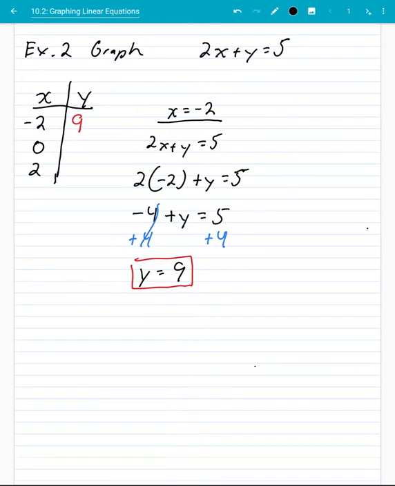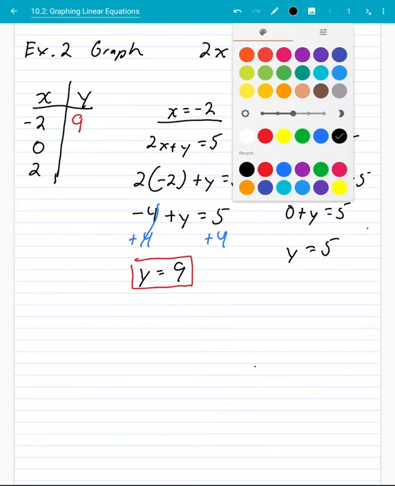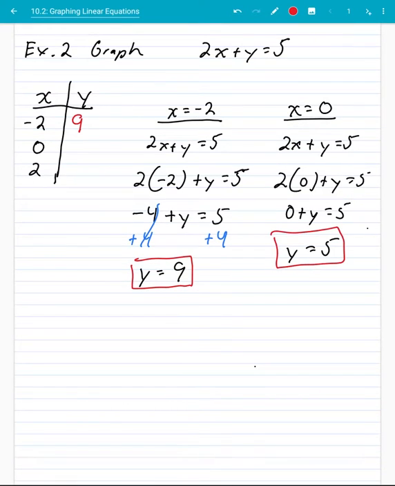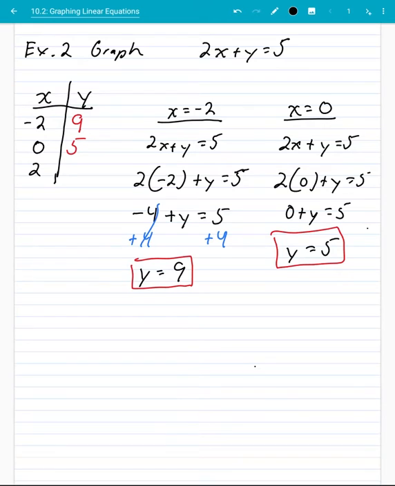Let's do the same thing for the next one. X equals 0. I always pick 0 because 0 is usually a really nice number to substitute because if we look here, 2 times 0 plus y equals 5. Anything times 0 just becomes 0. 0 plus y equals 5. And 0 plus y just makes y equals 5. There you got it. So when we plugged in 0, we got 5. Technically, you only need 2 points to make a line, but let's go ahead and work out the other one.